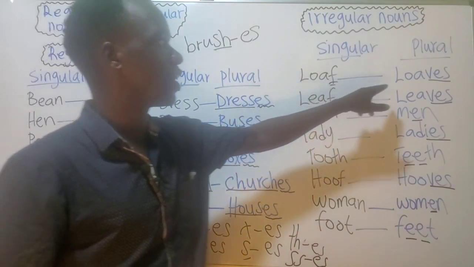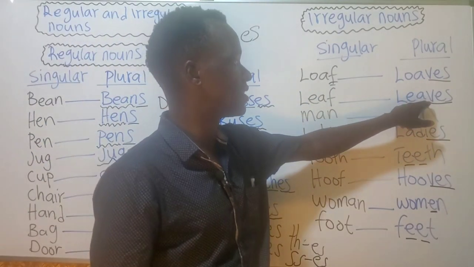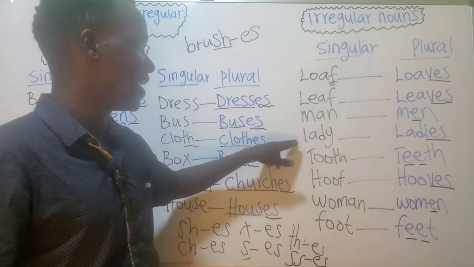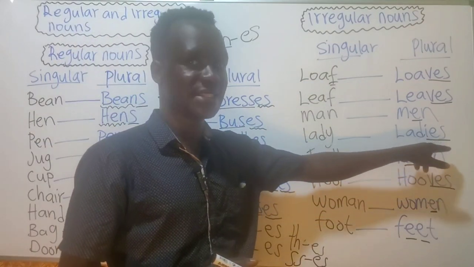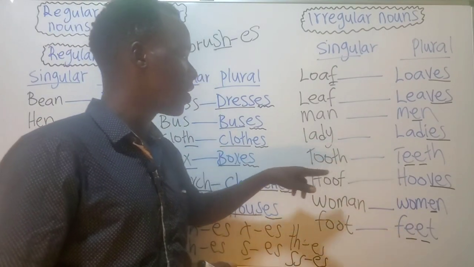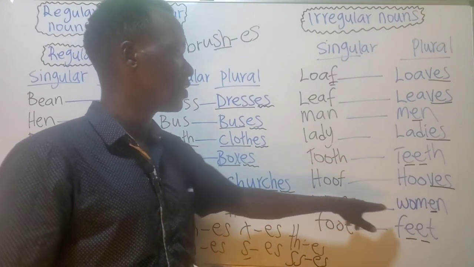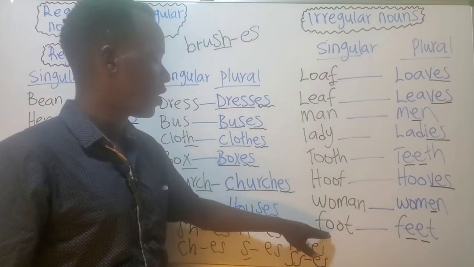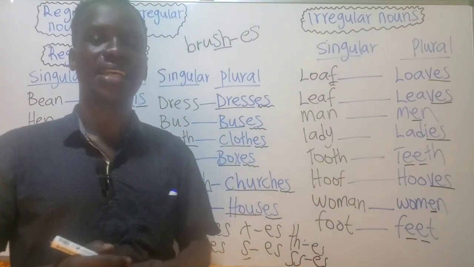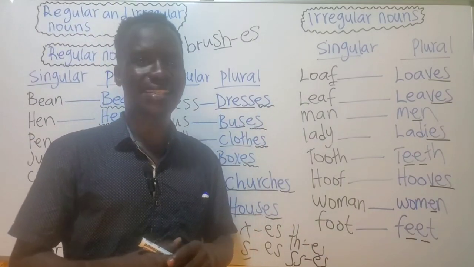Okay, let's read again. Loaf, loaves. Leaf, leaves. Man, men. Lady, ladies. Tooth, teeth. Hoof, hooves, woman, women, foot, feet. So let us go and look at some sentences with the words that we just learned.